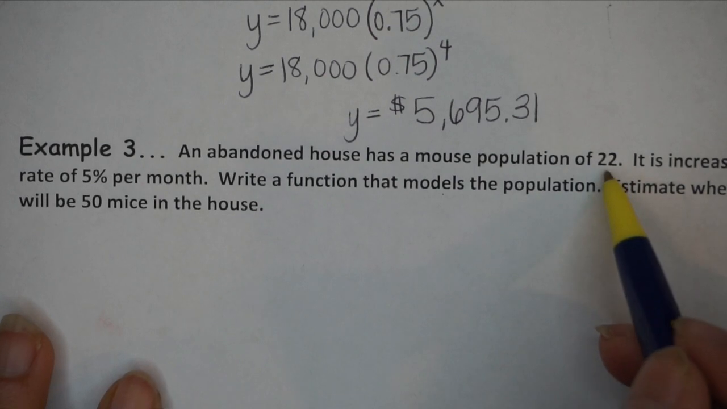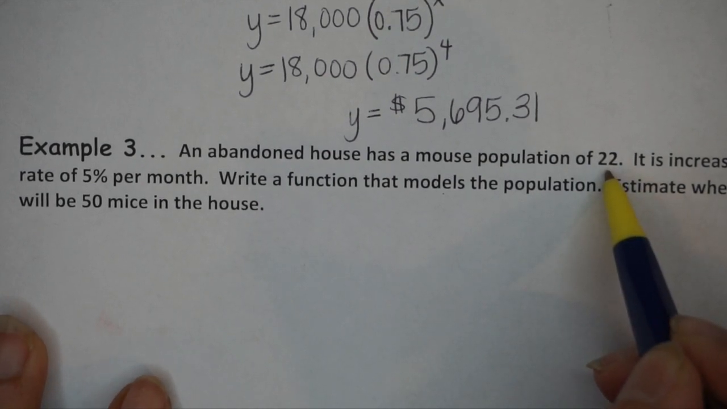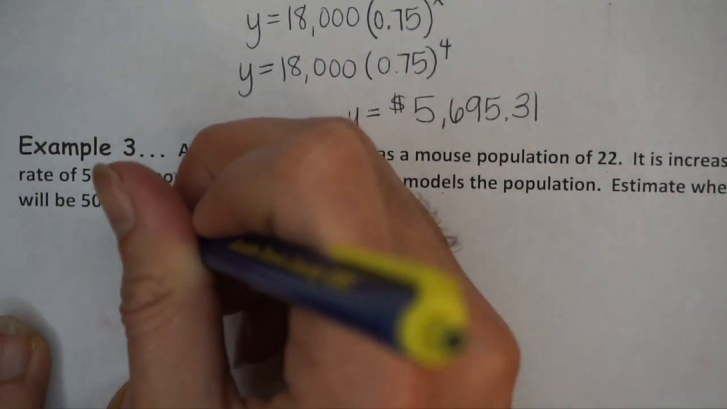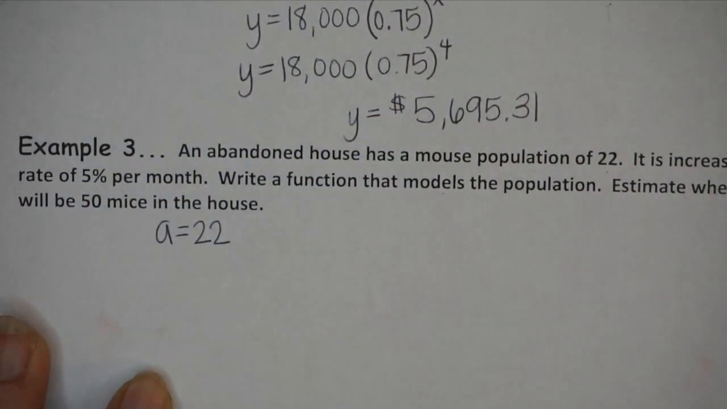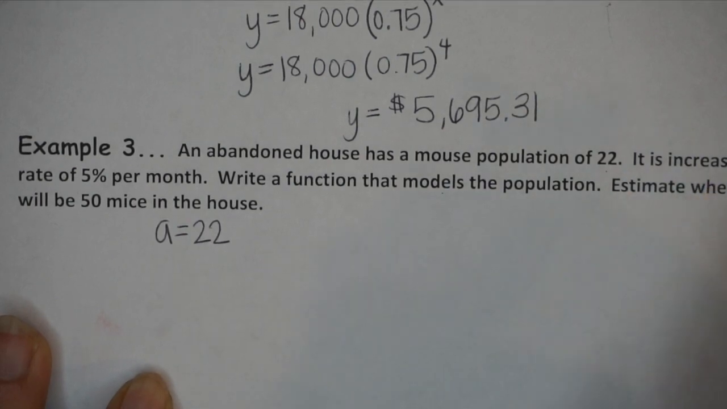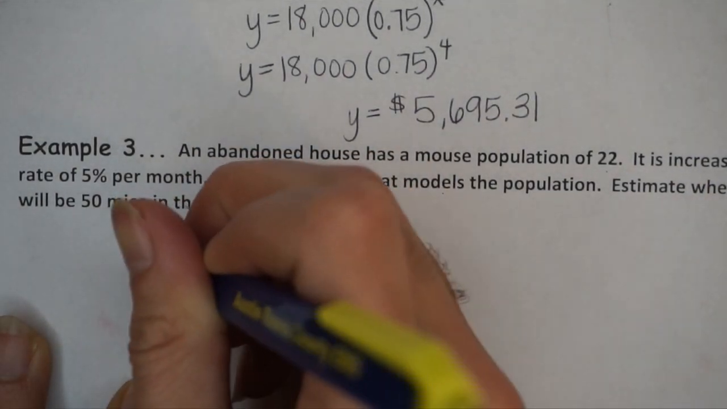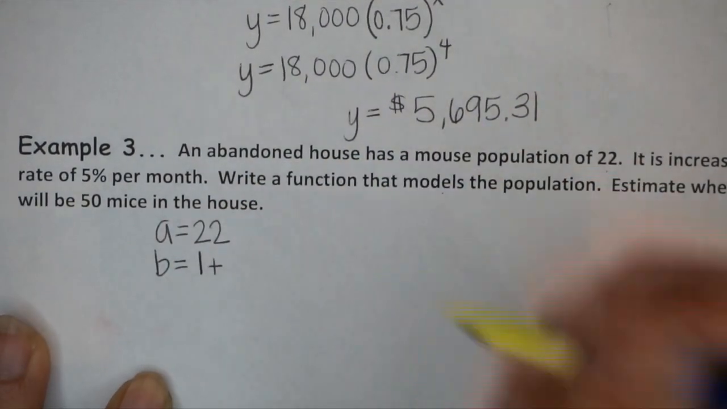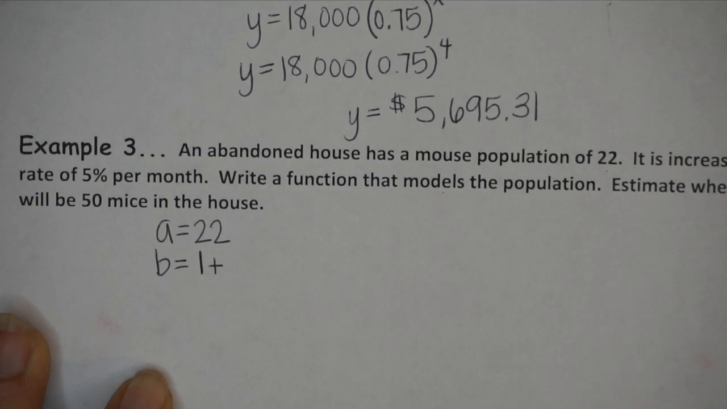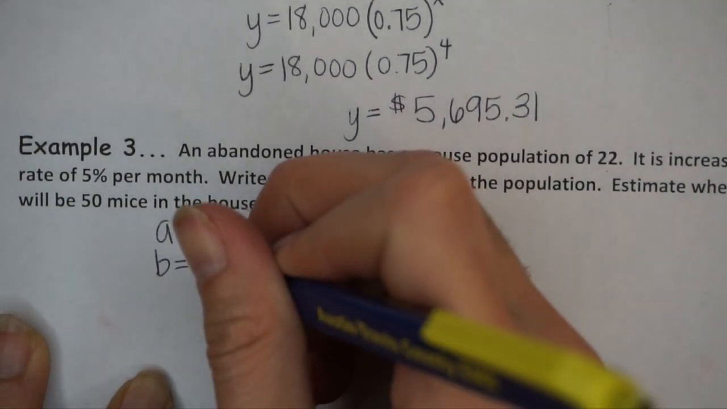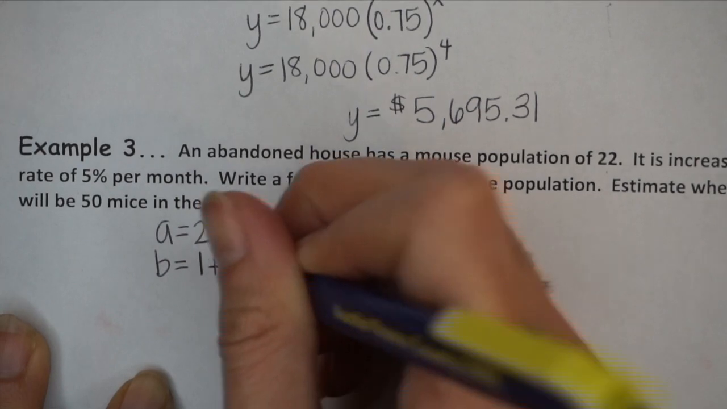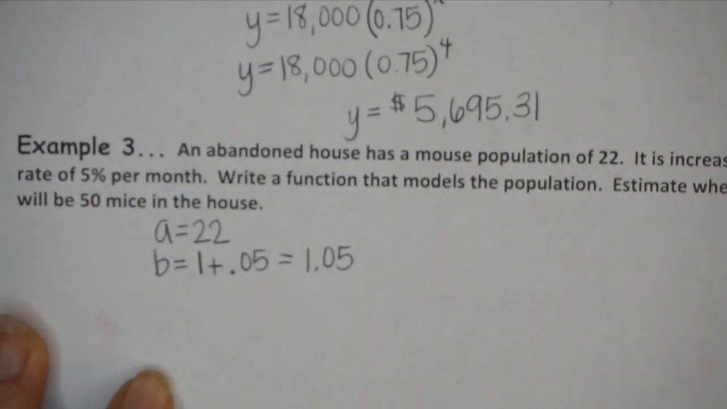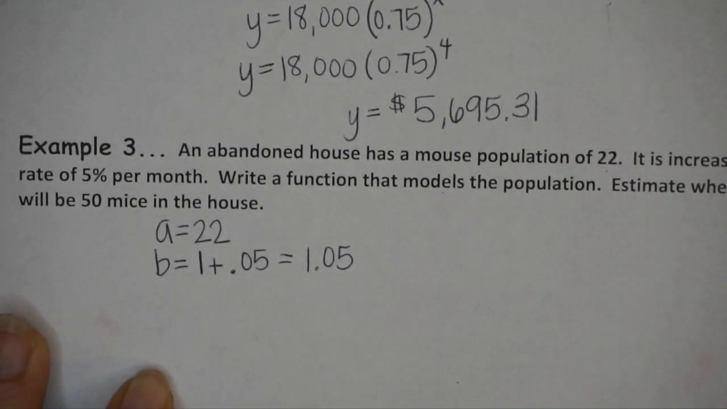All right, so we're starting with an initial population of 22 mice. So that is going to be our A value, our starting value. It is actually increasing, so our B value has to be over 1. So it's going to be 1 plus that extra 5%. 5% as a decimal is 0.05. And so by putting those together, 1.05 is going to be our growth factor.